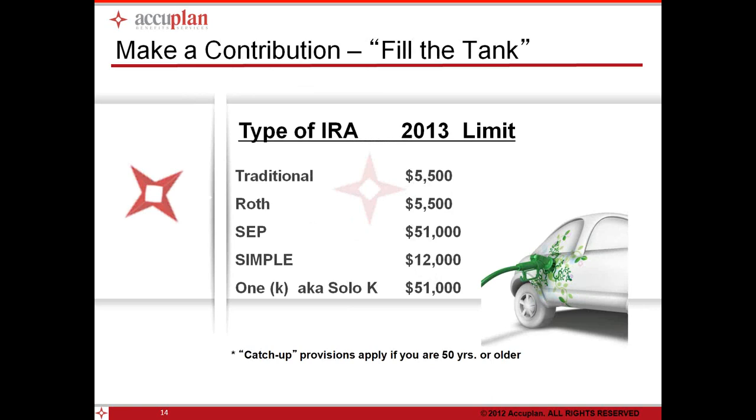Maximum contribution limit is $5,500. Once again, this is a tax-deferred account. If you're over the age of 50 and a half, you have a catch-up provision of an additional $1,000, which allows you to contribute up to $6,500 per year. The Roth, same contribution limits.